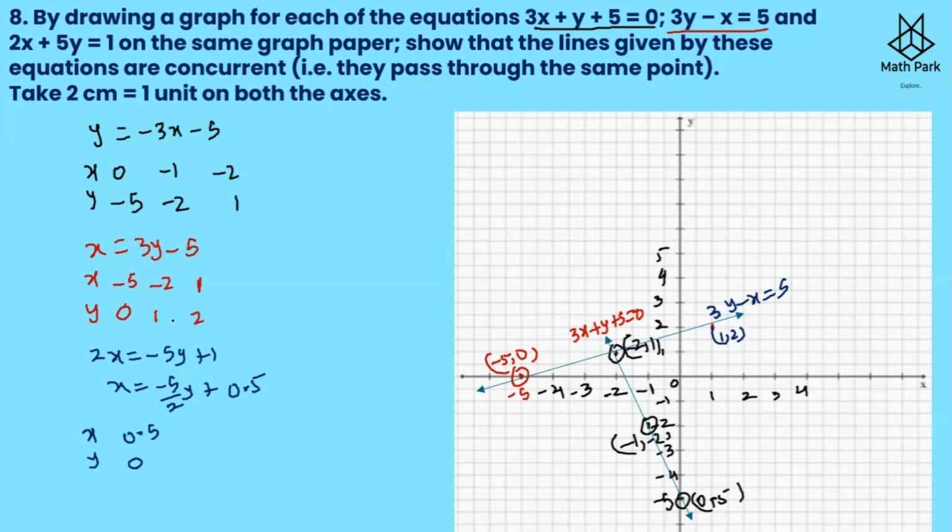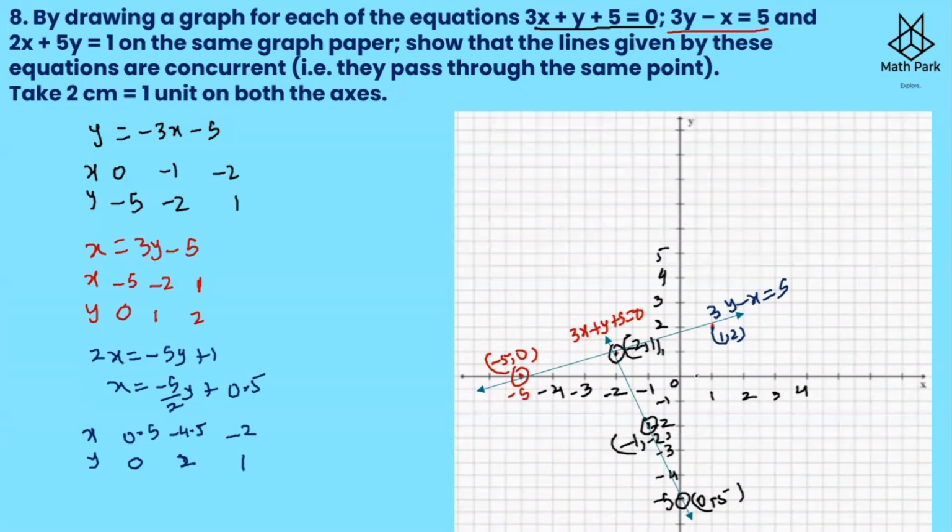If you put y is equal to 2, you get minus 5 plus 0.5, which is minus 4.5. If you put y is equal to 1, you get minus 5 by 2, which is minus 2.5. Minus 2.5 plus 0.5, you get this as minus 2.